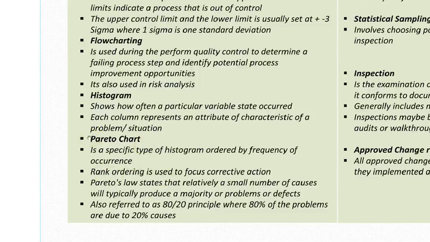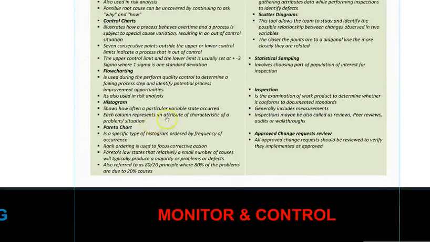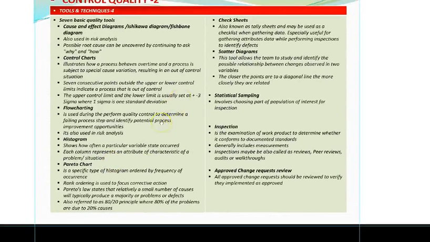What tool and technique in quality control shows how often a particular variable state occurred? Now, what tool and technique is that? Now, the answer for that is a histogram, which shows how often a particular variable state occurred. Again, each column represents an attribute of characteristic of a problem and situation.